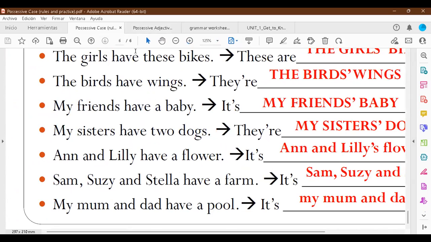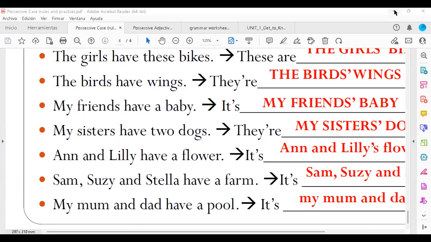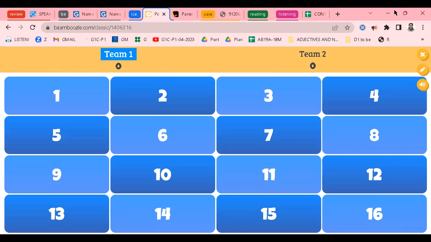Okay, perfect. So now we're gonna have a short practice on it. Just let me look for that. Okay, so I hope you're ready to play. Look at this. Le tomaron captura, ¿verdad? Yes, teacher. Okay, so look at this.